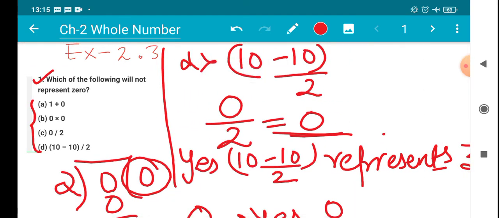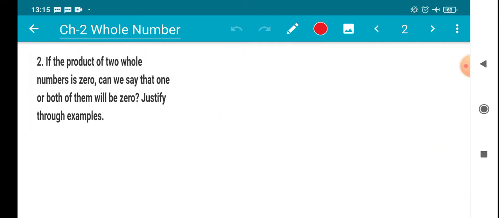So we are over with question number 1. Let's proceed to question number 2. Question number 2 states that if the product of two whole numbers is 0, can we say that one or both of them will be 0? Justify through an example. You have to give some example and justify your answer.